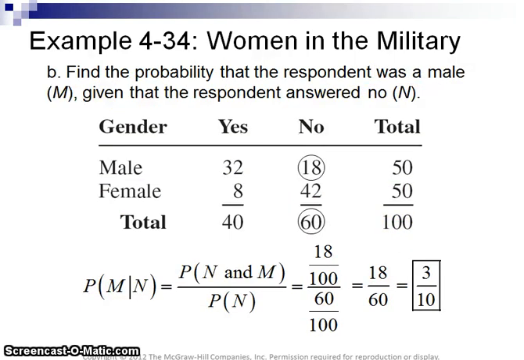The second part of that same problem asks, what is the probability that the respondent was a male given that the respondent answered no? Be careful with the order. Male, given, answered no. Okay, so notice how it's set up. Probability of male, given that they answered no. So here again, we're looking at the and statement for our numerator. Male and no. So go male, no, and that's 18. 18 out of 100. And the probability that they answered no. So we look down the whole row for no, and that's 60 out of 100. And that reduces to 3/10.